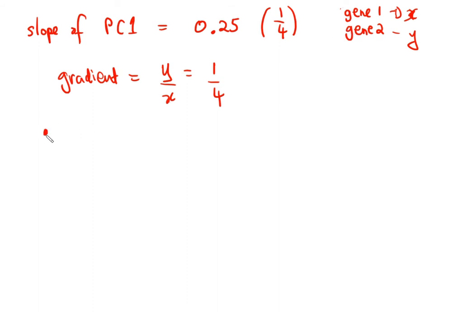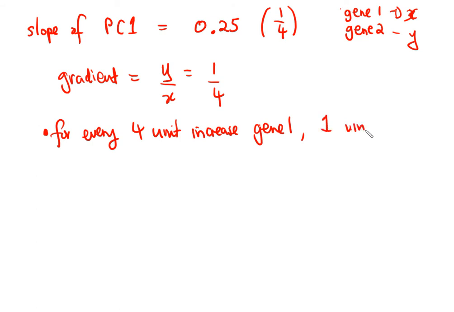Perfect. So if that is the case, then what that means is that for every 4 unit increase in x, or gene 1, there is a 1 unit increase in gene 2, right? That's how gradient works. A 4 unit increase in x results in a 1 unit increase in y.